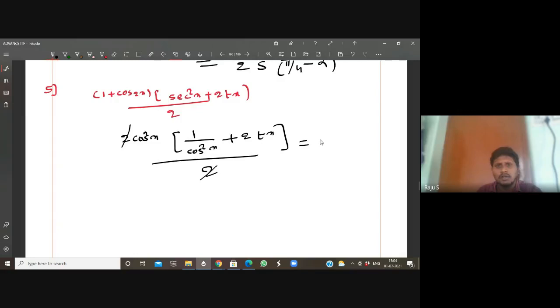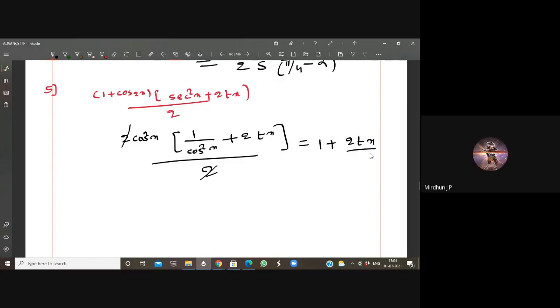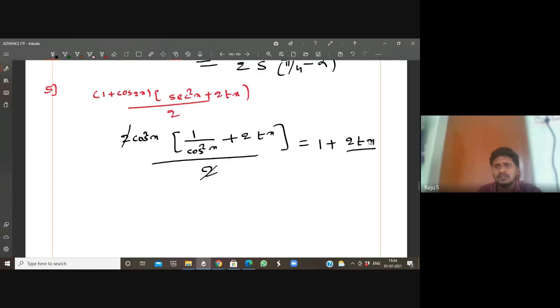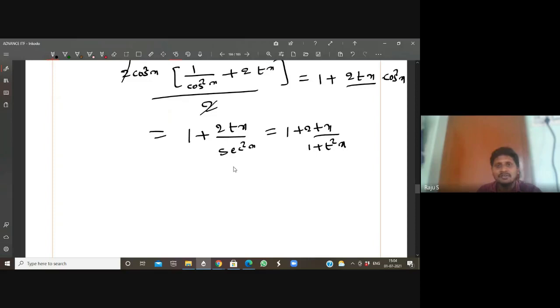Then here what I want to do is, when I multiply with cos square, 1 plus 2 tan x cos square x, 2 cos square x. Okay, 2 cos square x. Shall I write 2 tan x by secant square x? By secant square x. Am I right? Okay, then yeah, already we got the answer. What is secant square x? Shall I write 1 plus tan square x? Students, is it clear? 1 plus tan square x is equal to secant square x.